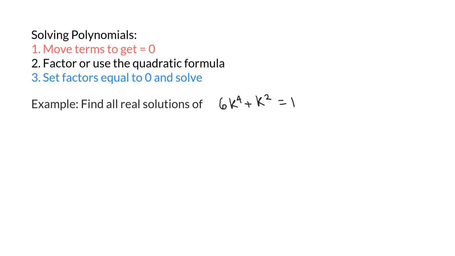To solve polynomial equations, we want to move terms so that we have an equation set equal to 0. And then we can either factor or use the quadratic formula if that's possible. And then we set factors equal to 0 and solve if we use the factoring method.